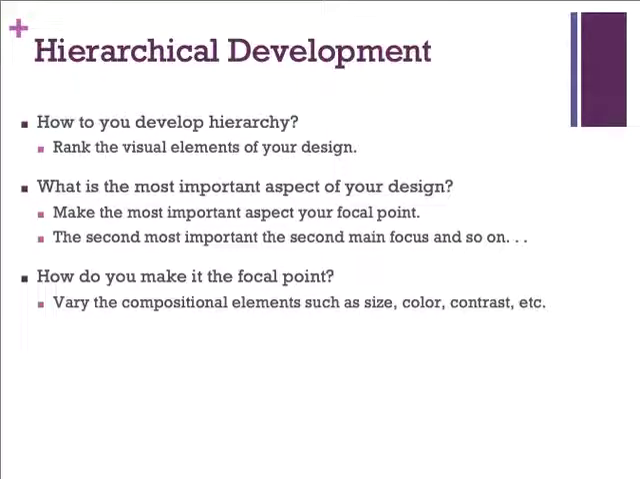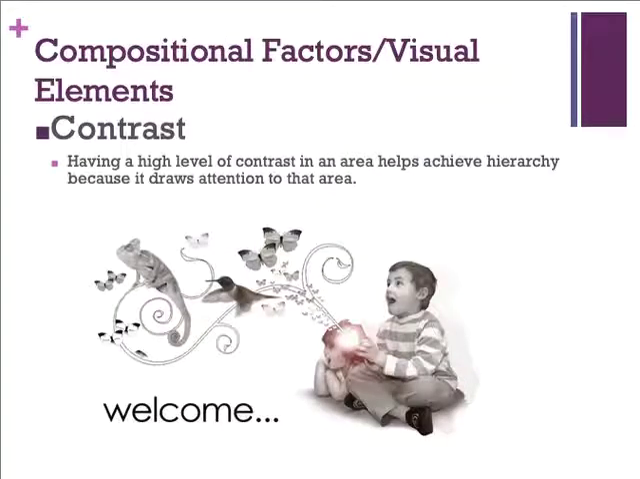And so then how do you make it a focal point? You vary that composition with the elements such as the size, the color, the contrast, etc. So we're going to talk about those. These are the compositional factors or visual elements. Contrast: if you have a high area of visual contrast, it helps achieve that hierarchy because it draws attention to that area. In this image, you can see the only place where there's even slight color is right here where the little boy is holding that. So your eye is drawn there first.